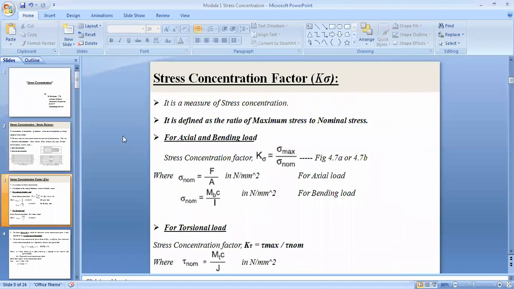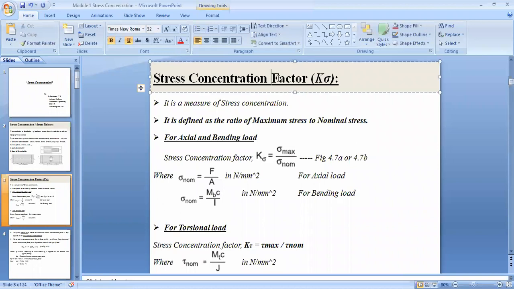Now the next slide is visible. The heading is stress concentration factor. Just give me confirmation. Is anyone there, please give me confirmation? Yes, sir. Visible, sir.